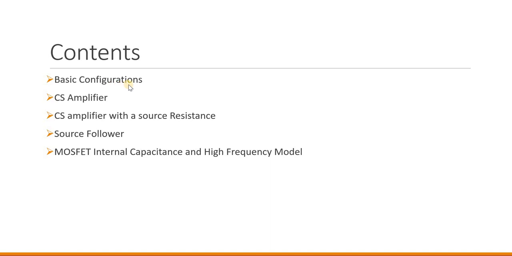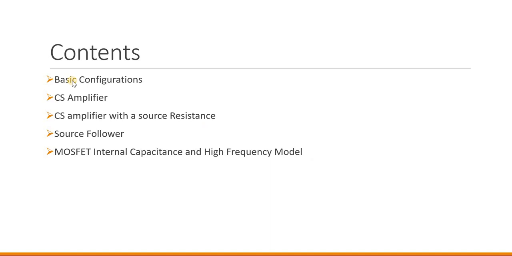Even your MOSFET has various configurations. In BJT we have studied 3 different configurations: common emitter, common base and common collector. Here, similarly, there are 3 configurations, and we are going to study in detail the common source amplifier without source resistance and with source resistance, and then one more configuration, the source follower, also known as common drain, then MOSFET internal capacitance and high frequency model.